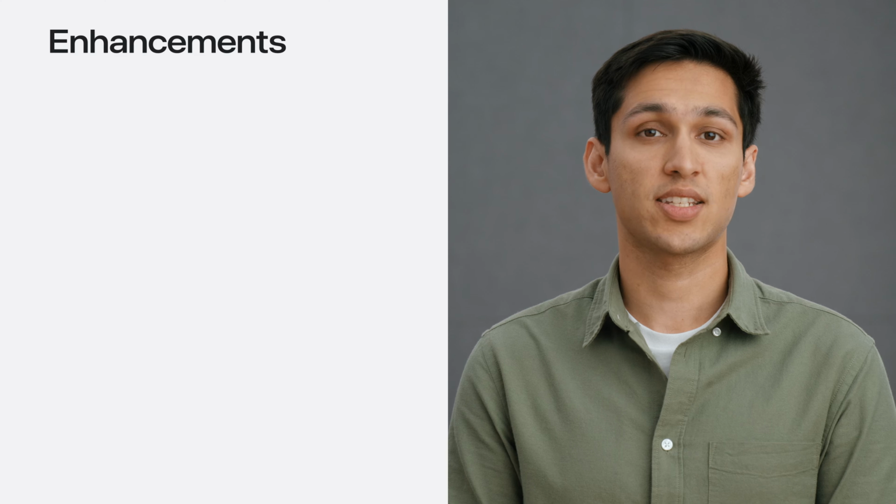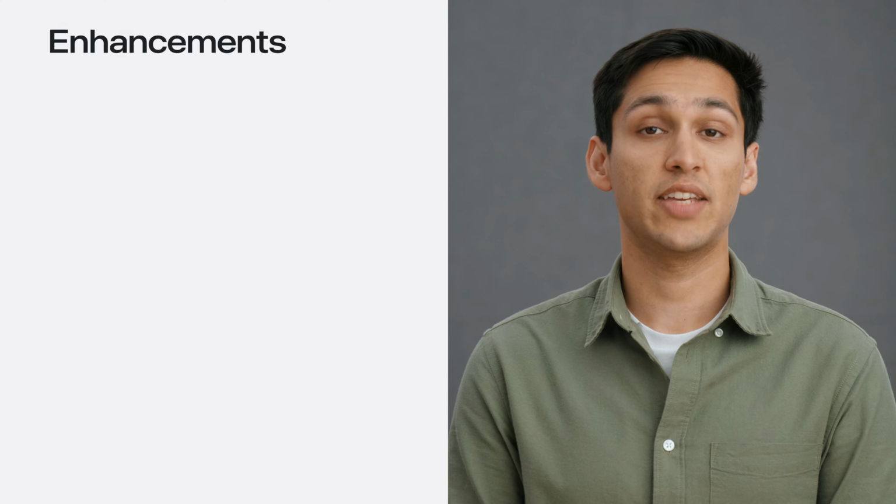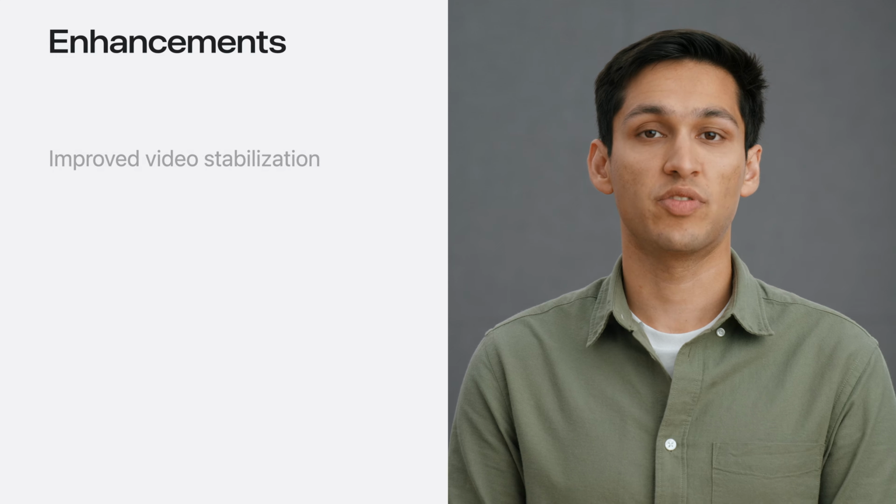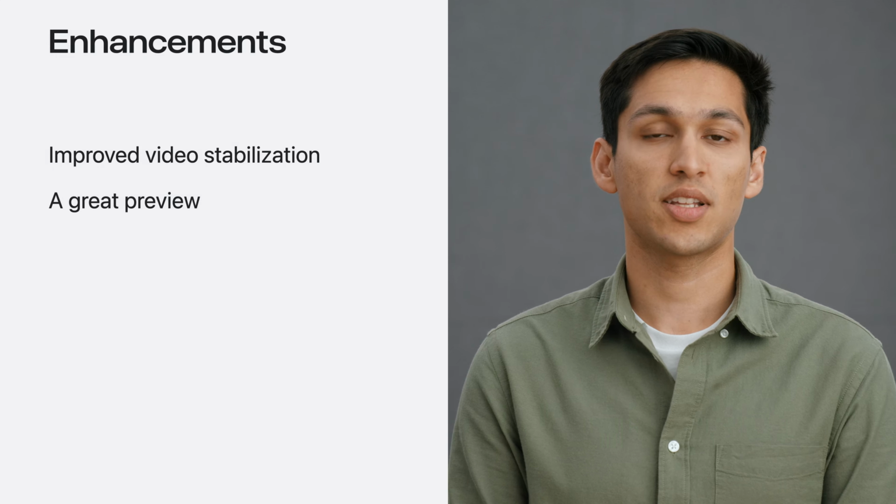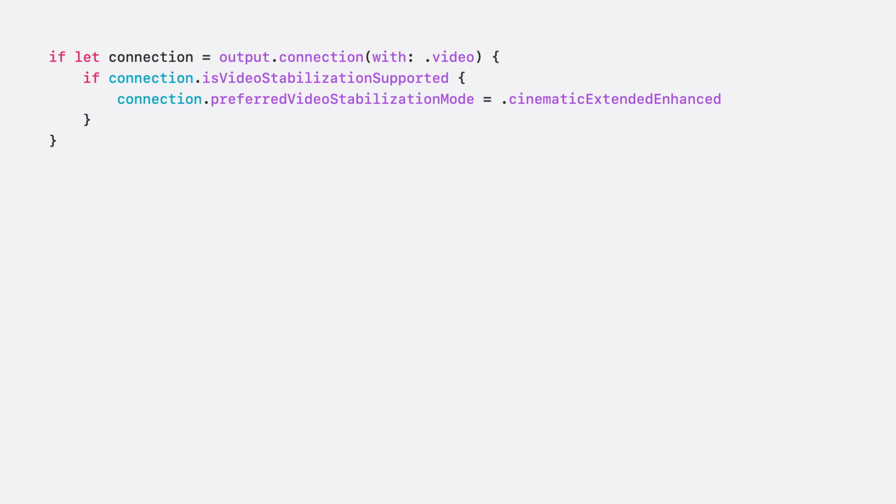And while it really is that easy, there's 2 more things we can add to get even better quality recordings: improved video stabilization and a great preview. Let's see how we can do that. To get the best quality stabilization, set the preferred video stabilization mode to Cinematic Extended Enhanced. This uses a longer look-ahead window and crops more of the frame to get even smoother videos. Smooth video is always desirable, but it's especially important on visionOS since the screen sizes can be made much larger than other devices.